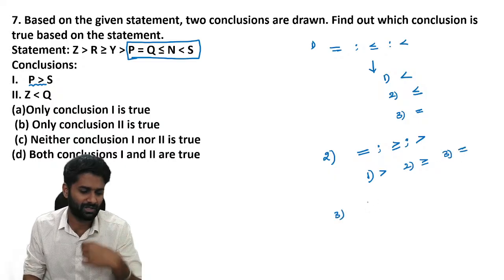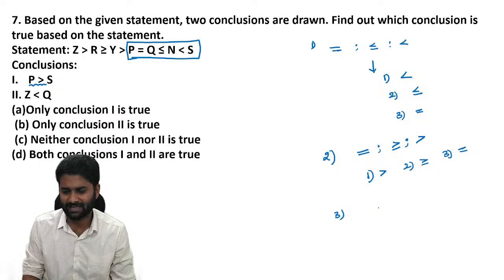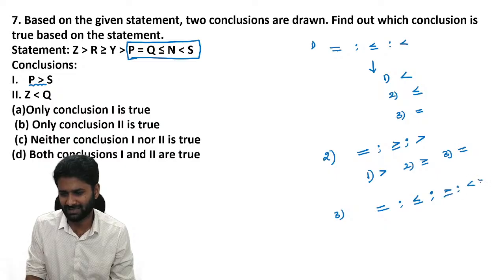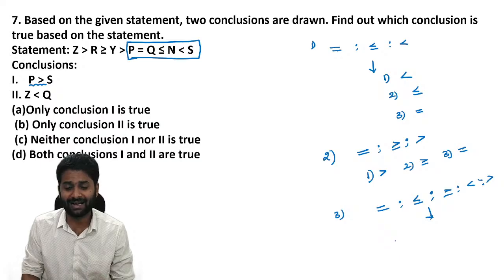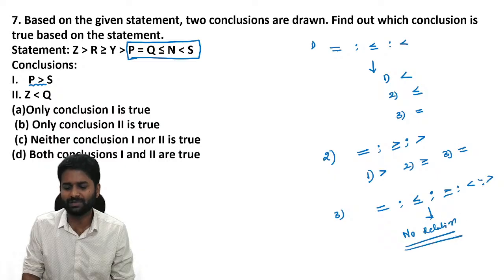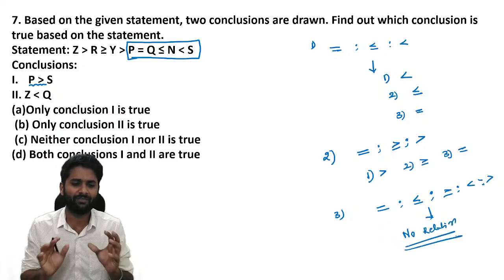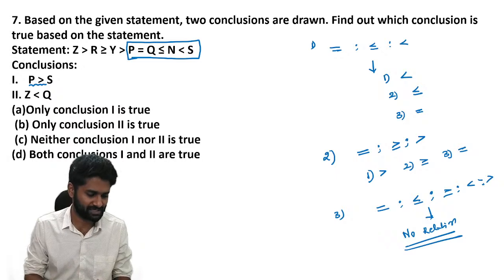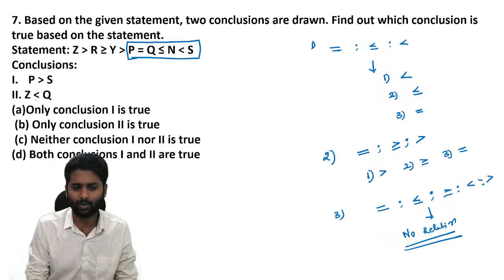And the third model, if you see different symbols, like equal, less than or equal to, greater than or equal to, less than, greater than, it means you cannot define exact relation between the elements. So answer, no relation. So what is the meaning of no relation? We are not sure what kind of relation we can conclude from the statement. So these are the hint points for you.